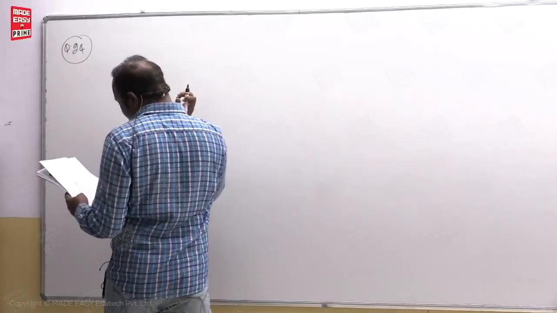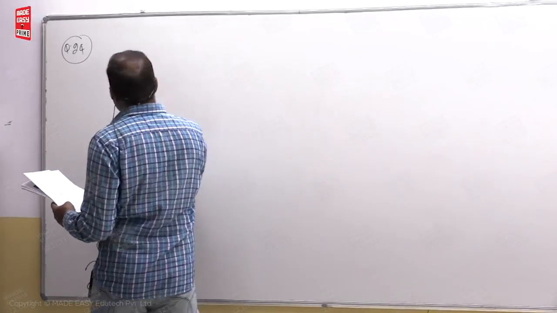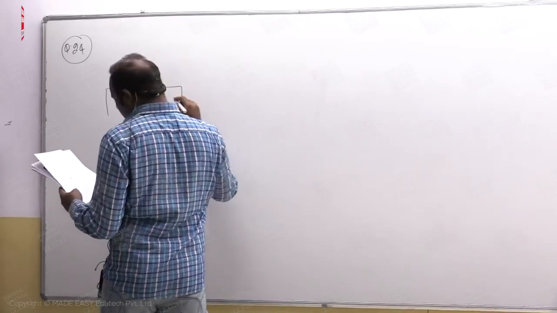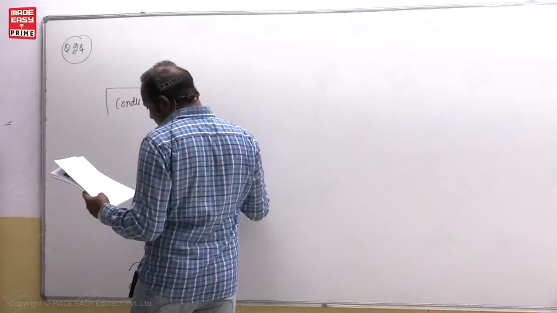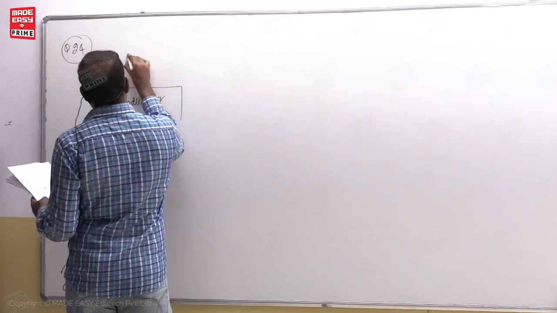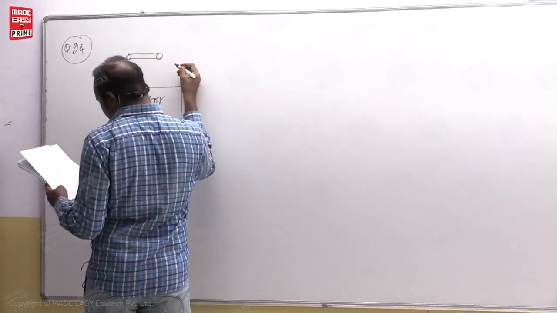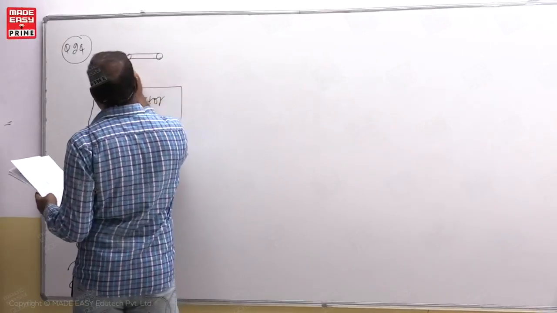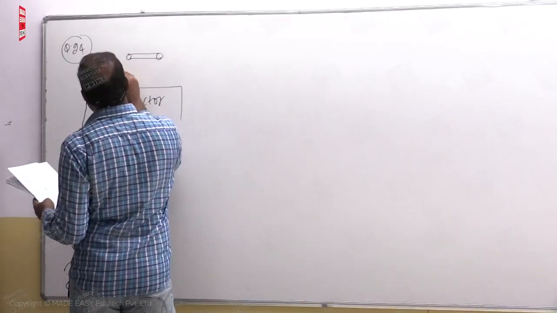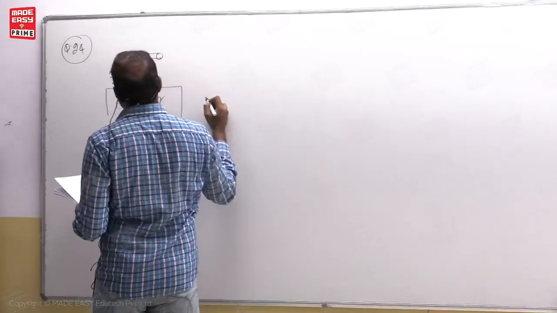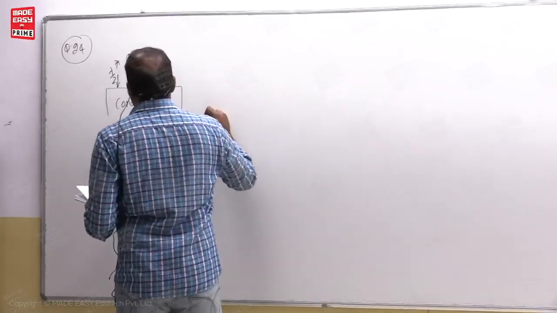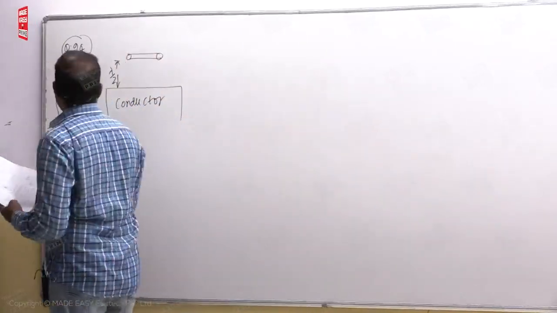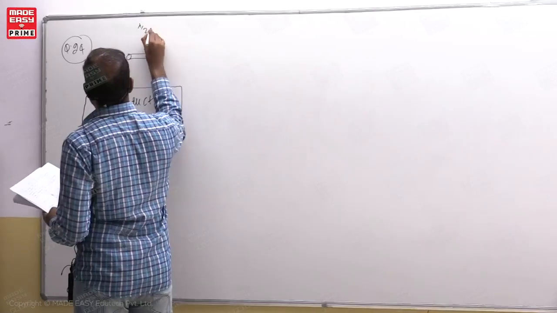So there is one conductor here. There is one conductor here, students. Now lambda by 2 antenna is there here, and it is at lambda by 2 height from this. So actually what happens, dear students, this is also lambda by 2 antenna only. This is also lambda by 2.